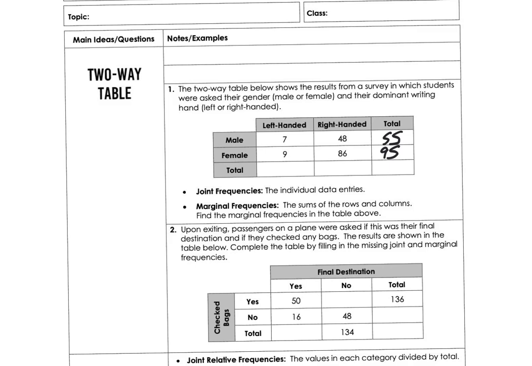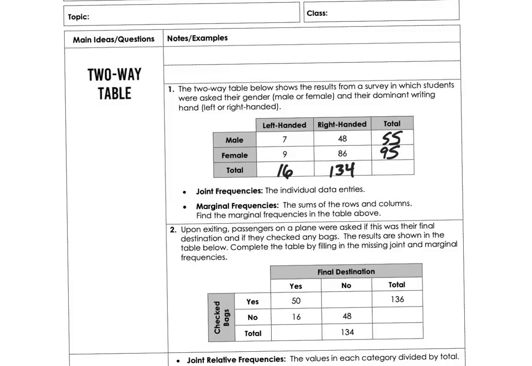Then I can also add down. Adding down is the other question that is being asked. So you have left-handed people, which were 16 of them. And then adding straight down, 48 plus 86 is 134.